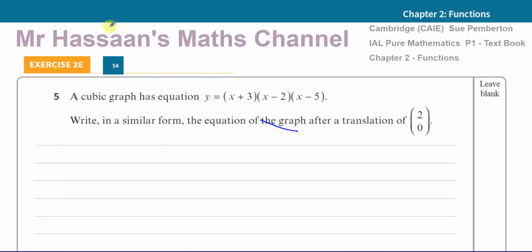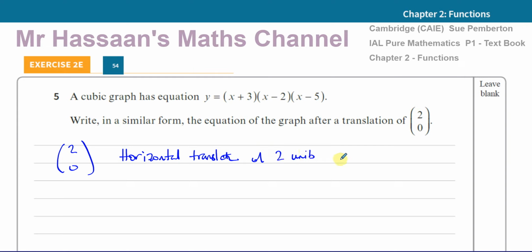This is a cubic graph, with equation y equals x plus 3, x minus 2, x minus 5. Write in a similar form the equation of the graph after a translation of (2, 0). So a translation of (2, 0) is basically a horizontal translation of 2 units to the right. That's what it is in words.